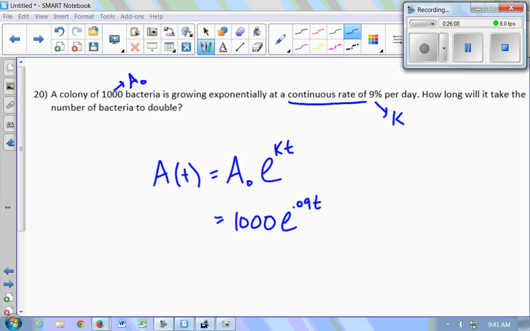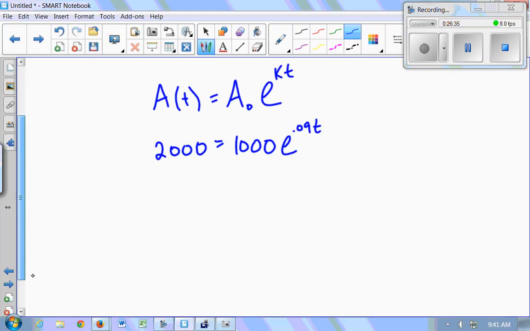So if they're asking us a question about how long it will take, which variable am I going to be solving for? T. Okay, so I have to put something over here on the left for A of t. 2,000, yeah, because you're starting with 1,000 and we want to know how long until it doubles. Double 1,000 is 2,000. And then we want to solve this equation for t. So I divide out 1,000. First thing you do is isolate the exponential. So we get 2 is equal to e to the 0.09t.